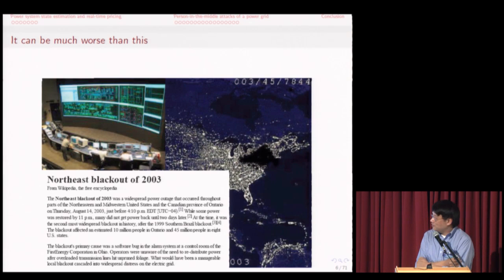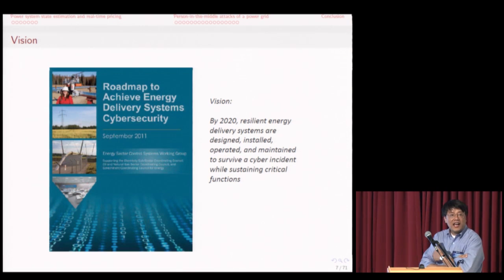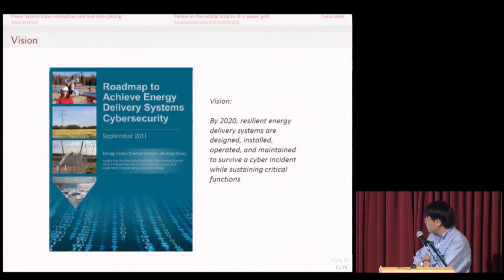One would then wonder, what if someone is trying to do this through a cyber attack? On the one hand, it will blind the operator's ability to monitor the system. On the other hand, unknowing to the operators, something far worse is happening. Obviously, this is a great concern to many people. This is a working group that put out a vision for having a secure cyber-physical system. It has a goal that by 2020, there should be a resilient energy delivery system that is designed, installed, operated and maintained to survive a cyber-physical attack.